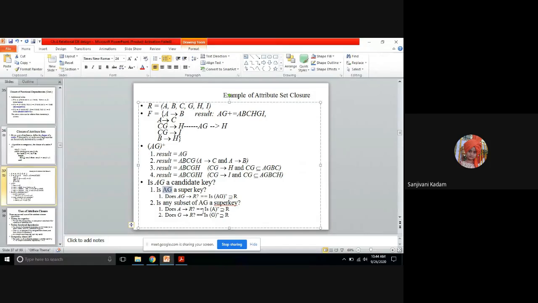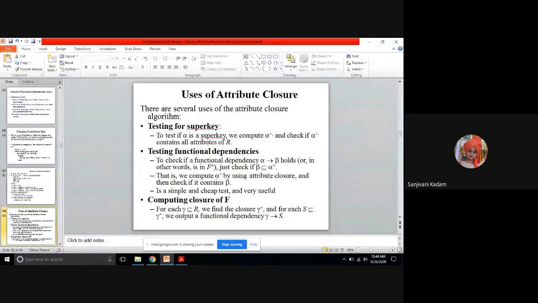And if any subset of this super key gives us the complete R, then that can be called a candidate key also. But if the subset doesn't give us R, then we can say that it is not a candidate key. This explanation we carried out in the last lecture. Now let us see the uses of attribute closure. There are several uses of the attribute closure algorithm.